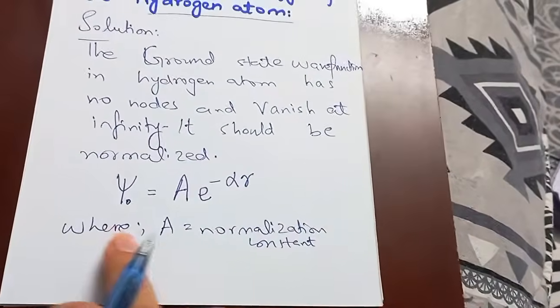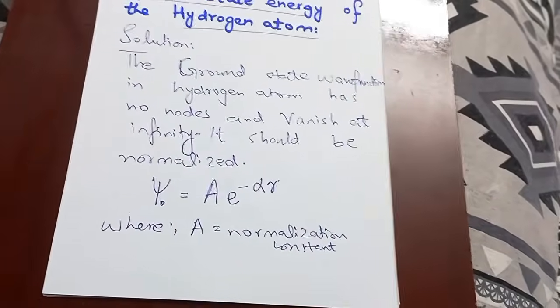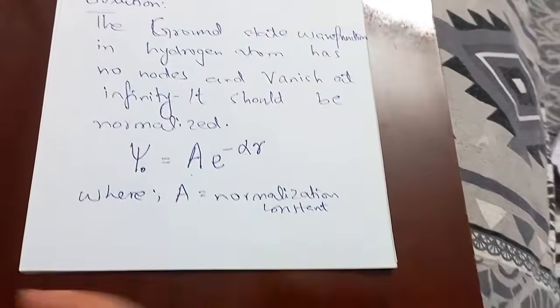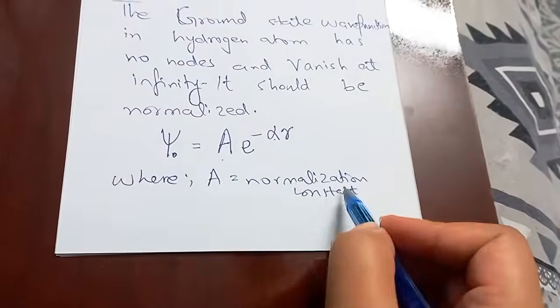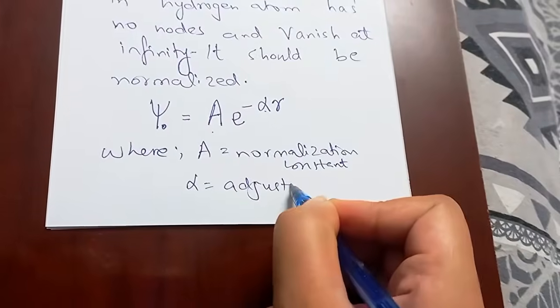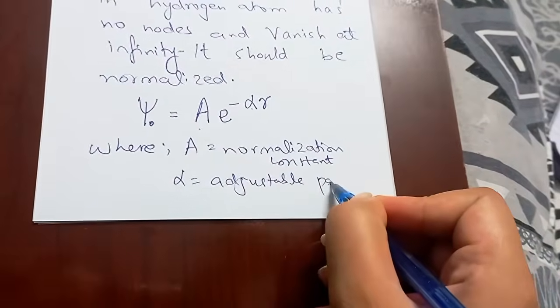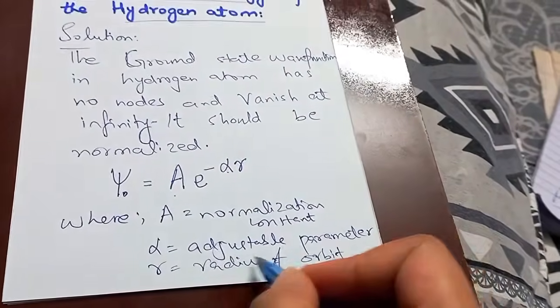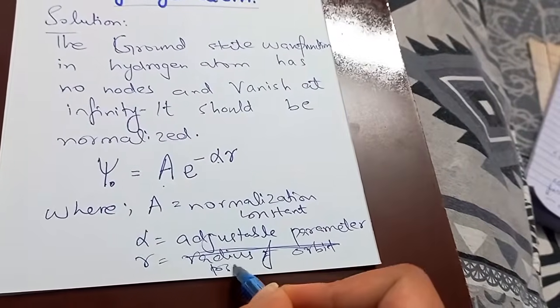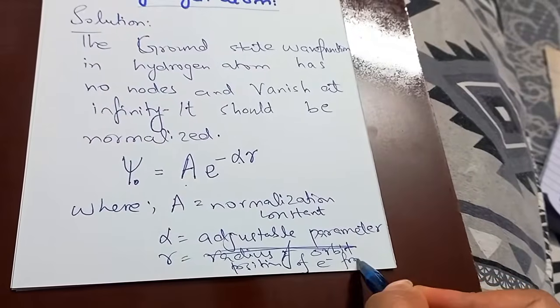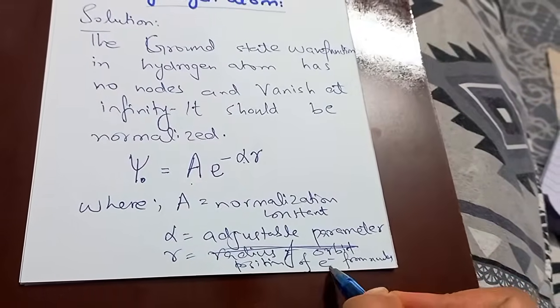All the constants that we have introduced here need to be calculated, and these constants include capital A and this alpha. So A is the normalization constant, alpha is the adjustable parameter, and r is the position of the electron from the nucleus as center.